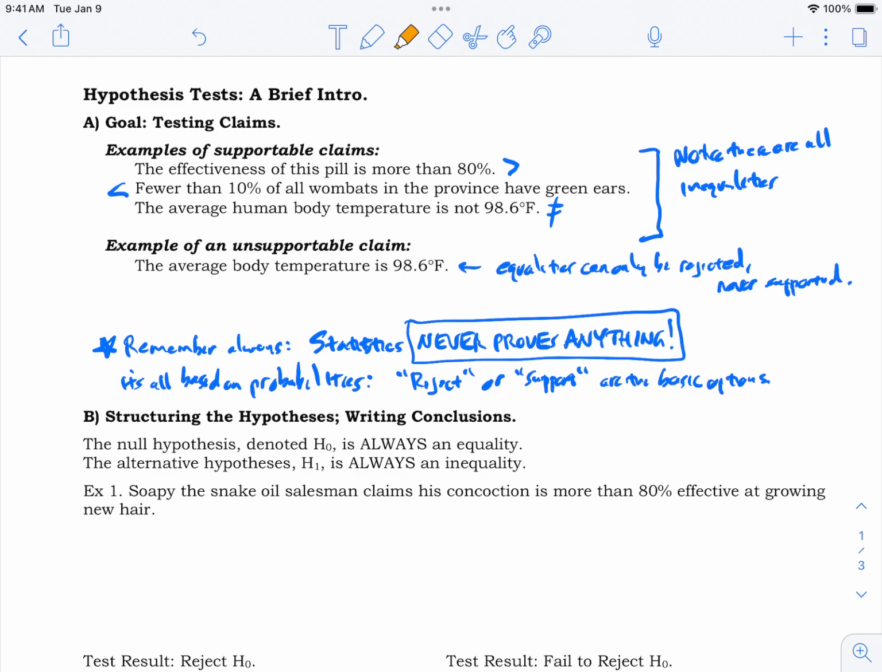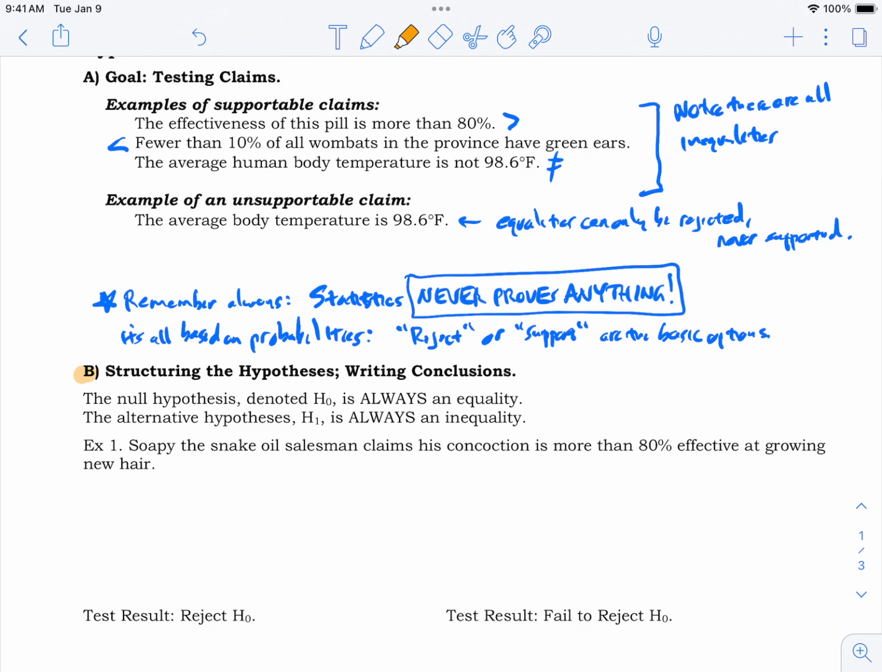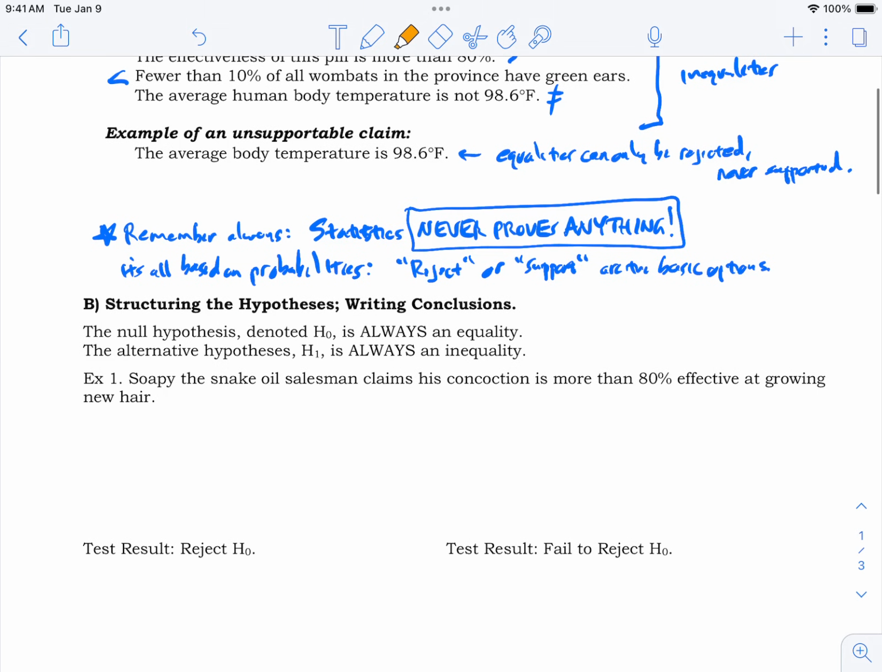Before we do any actual math, I want to look at how we structure our hypotheses, which I'll explain in a minute, and how we would write our conclusions. There are two kinds of hypotheses involved in every test. Your first step in every test is going to be to write these two hypotheses: a null hypothesis and an alternative hypothesis. They come in pairs. The null is H sub 0, and a lot of people think of 0 as null, so it's H null, the null hypothesis.